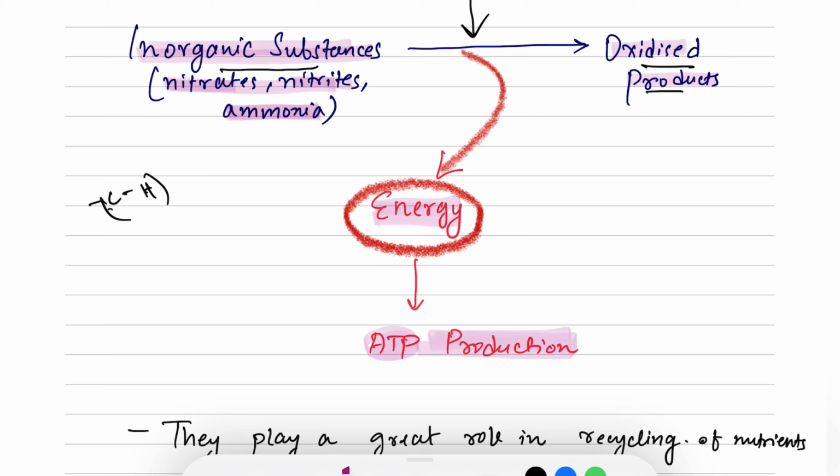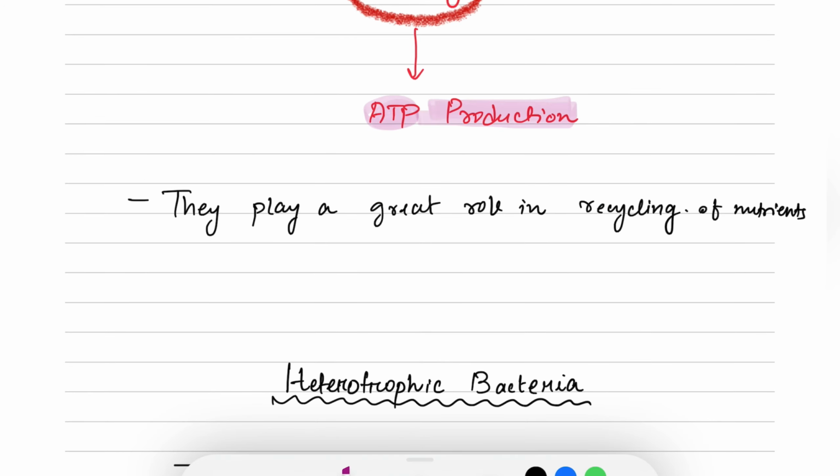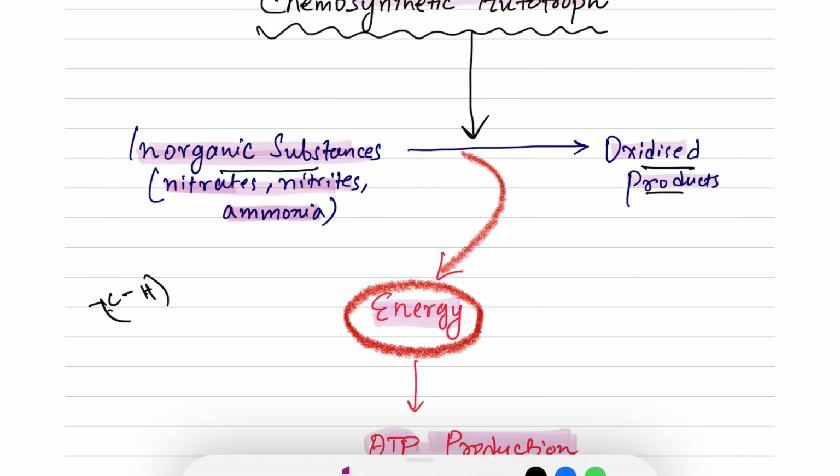Every cell requires energy. Human beings also require energy. The energy source in living organisms comes from ATP, adenosine triphosphate. Thereby the chemosynthetic autotrophic bacteria play a very great role in recycling of nutrients. How do they recycle nutrients? Since they convert these inorganic substances into oxidized products, they recycle these inorganic substances from nature.